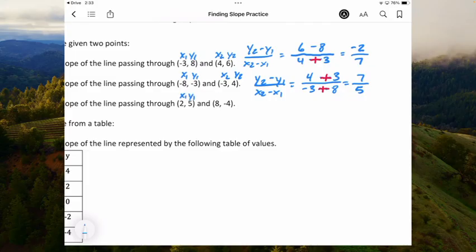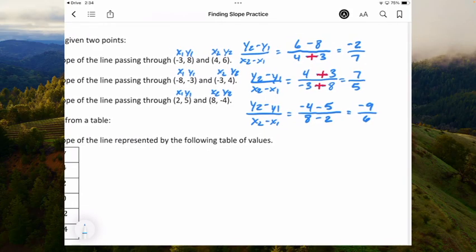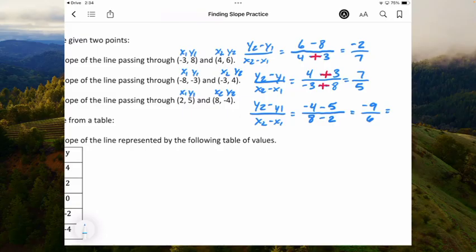x1, y1, x2, y2. y2 minus y1 over x2 minus x1. Put our template out. y2 is -4, y1 is 5, x2 is 8, x1 is 2. -4 minus 5 is -9. 8 minus 2 is 6. That can be simplified. They both are divisible by 3. -3 over 2.